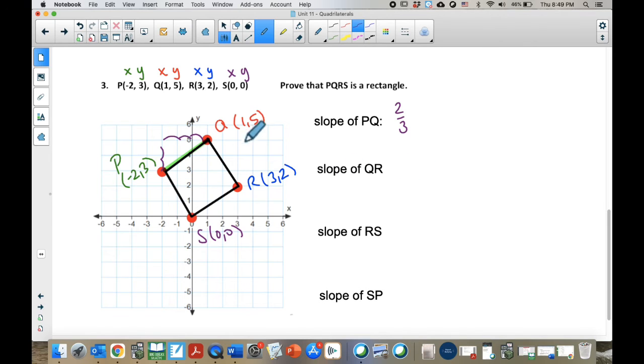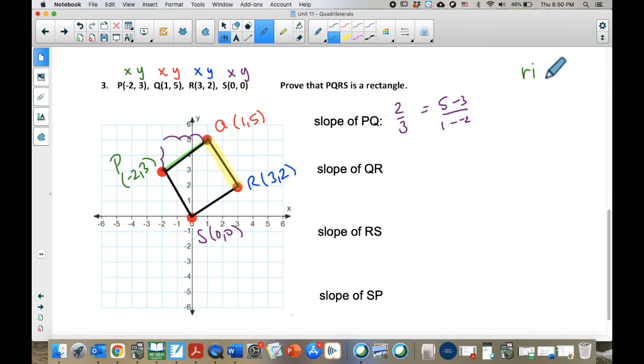But I could do the subtraction. So 5 minus 3 is 2, and 1 minus -2 is 3. So I could do it that way too. But this is 2/3. Let's go to the next one, QR. All right, QR is right here. And once again, I can either just count my slope or I can do the subtraction. But since it's on a graph, I can just count my slope, my rise over run.